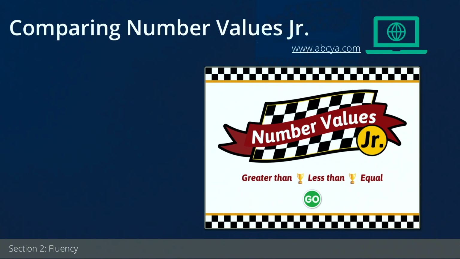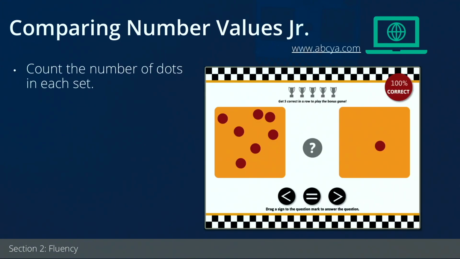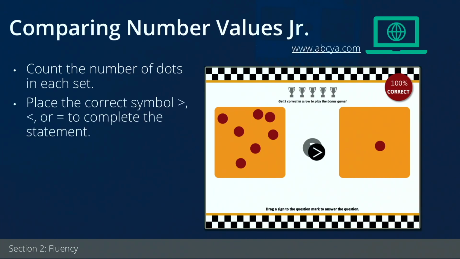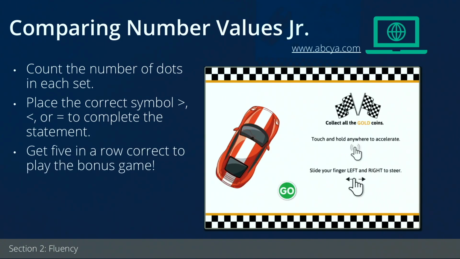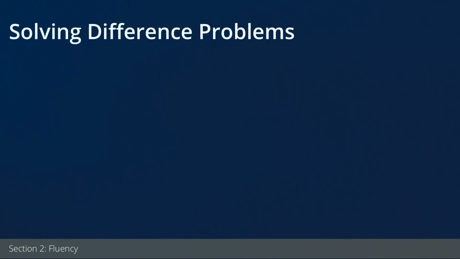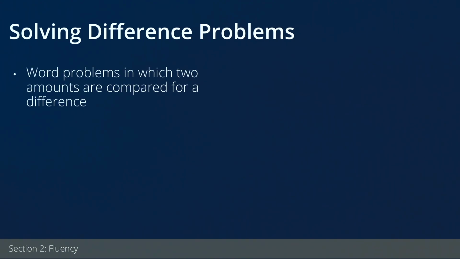There are online activities that you could use to help students do comparison. Here we're comparing number values junior. Here students are going to count the number of dots in each set and then put in the inequality symbol or the equal sign. And there we go, put in the correct sign there. And then we'll see that 7 is greater than 1. We see that in word form. That's really a nice way for students to then read this comparison aloud. And then once students get 5 in a row, they get to play a little bonus game. Always nice.